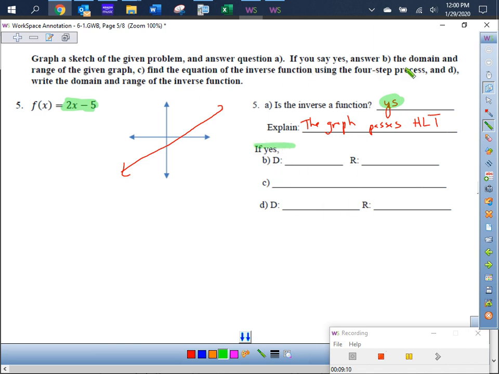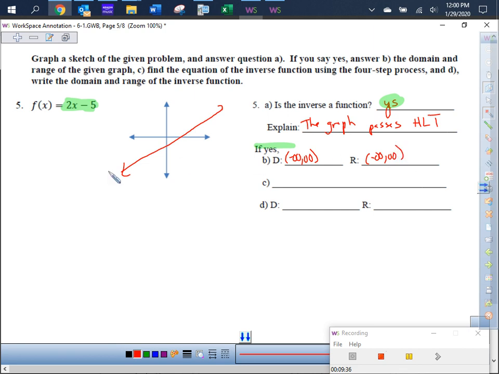If you say yes to part A, which we did, then we have to answer all these other questions. Part B says, find the domain and range of the given graph. Domain goes from left to right, and it goes from -infinity to +infinity. And the range, if we go low to high, it would run down at -infinity and go all the way up to +infinity. Today's a real easy day where the domain and range is pretty simple to find. So they wanted to know the domain and range of the original.